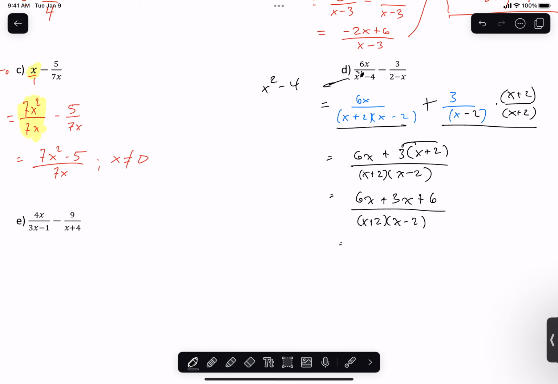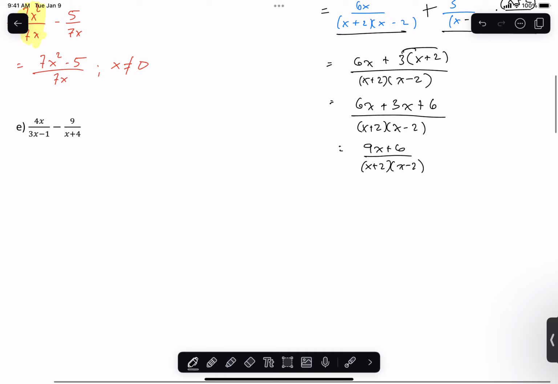What do we get? 9x plus 6 over x plus 2 times x minus 2. Fully simplified? Are you sure? What's left? Gabe? Take out a 3 in the numerator. Why is that important? I'll show you in a sec. If I remove a 3 here, I'm going to be left with 3 times 3x plus 2.